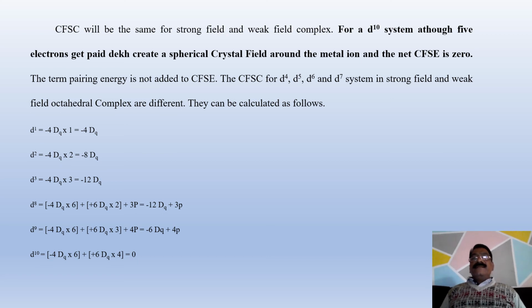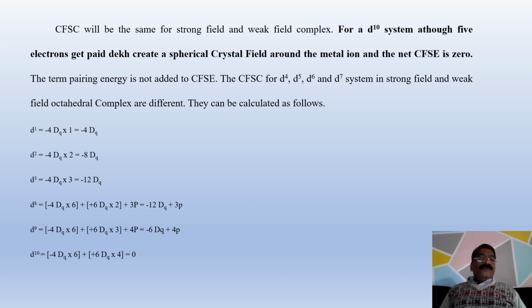For the d10 system, 5 electron pairs create a spherical field around the metal ion and the net CFSE is 0. The term pairing energy is not added to CFSE. The CFSE for d4, d5, d6 and d7 systems in strong field and weak field octahedral complexes are different. They can be calculated as shown.